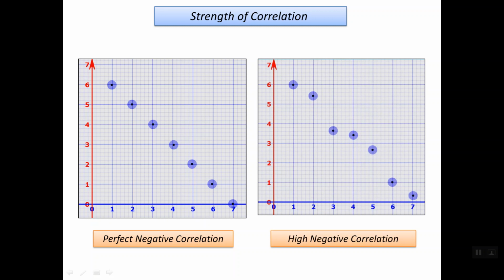Same like what we have here, we have a negative correlation, but simply we can't combine all of these points in one straight line. So we have a high negative correlation.